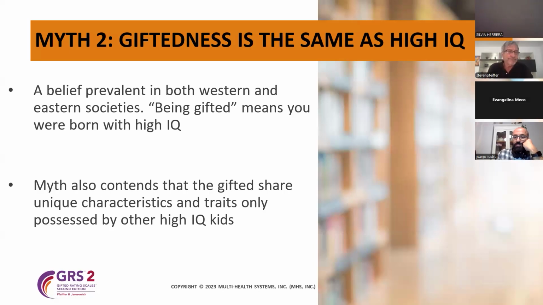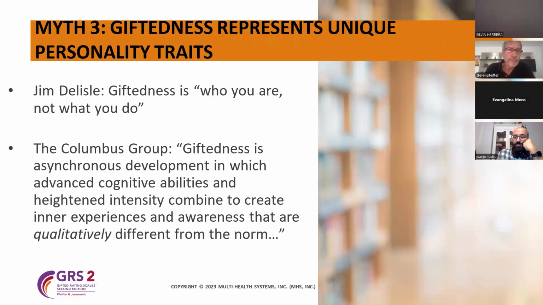All right, next slide. This third myth complements the first two. What it says is that giftedness and gifted children represent individuals with unique personality traits. A dear colleague of mine who I worked with, Professor Jim Delisle, believes this. He writes about this. He really believes that giftedness is who you are, not what you do. So remember that. His view is giftedness is who you are as a person. It makes up the entirety of your person. It's not what you do.